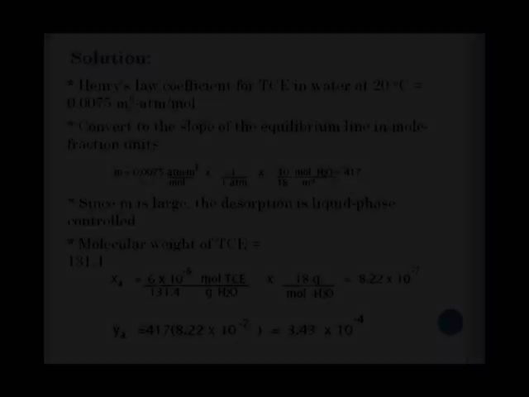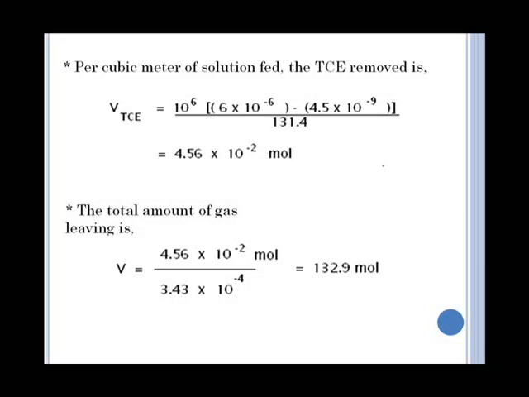Since it is stated in the problem the initial amount of TCE as well as the desired final amount, we can compute the change in TCE, which is the TCE removed by stripping. We will divide it by 131.4 and obtain the moles of TCE removed. With this, we get 4.56 times 10 to the negative 2 moles of TCE.